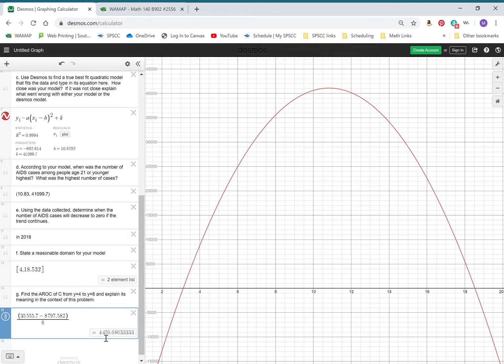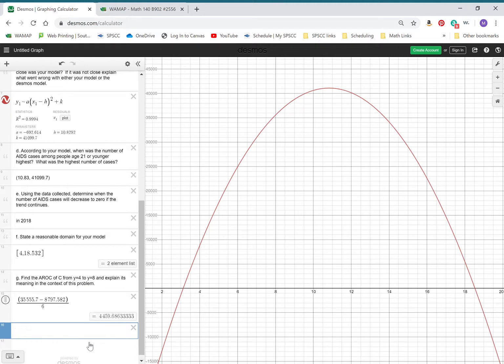Ooh, and it is calculating for me. Beautiful. I haven't tried to just calculate here. So we're getting 4,459.7-ish. And we want to explain what that means in the context of this problem. So remember, on your vertical axis, you have number of cases of AIDS in people under 21, and on your horizontal axis is years. So that's change in number of cases per 1 year.